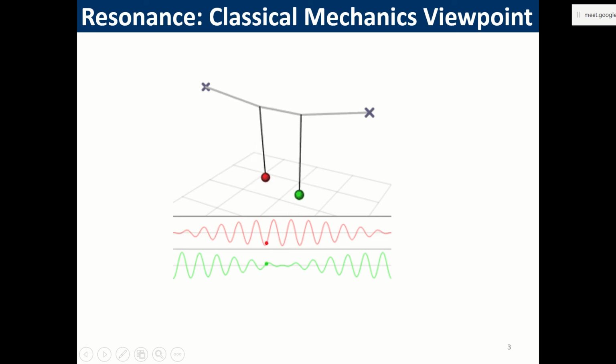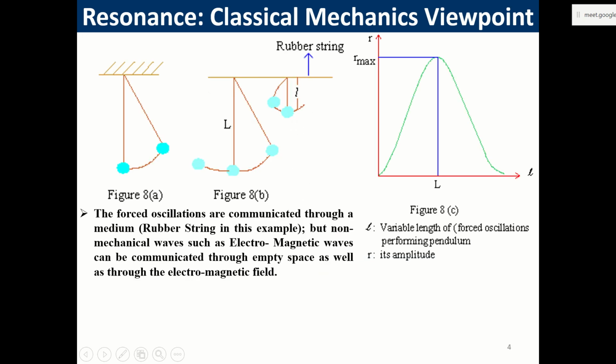So this is an example: if the lengths are equal, the energy transfer is most efficient, and the amplitude of vibration is more. If you take the side pendulum to be of anything other than this, if the length is not matched, then energy transfer is less efficient.